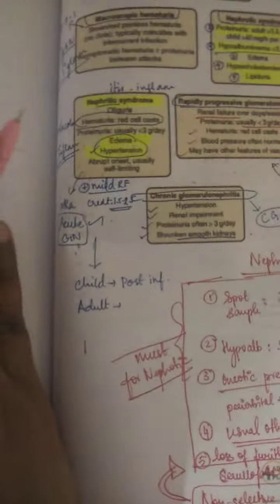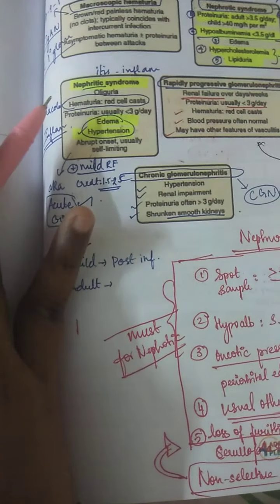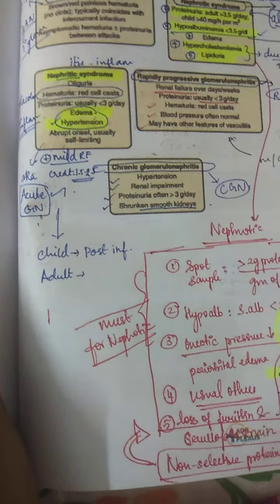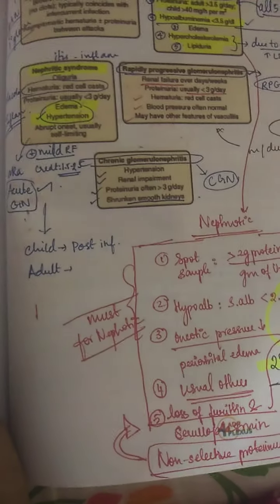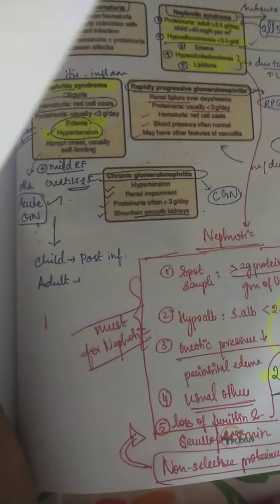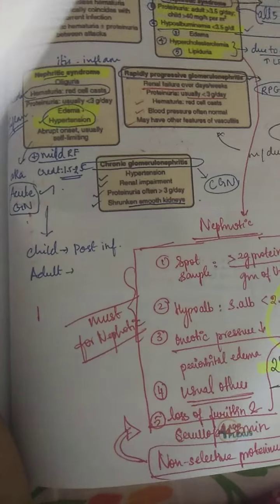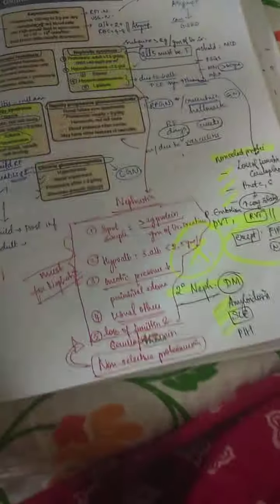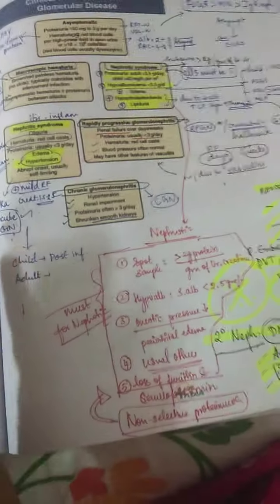And nephritic syndrome, you'll have hematuria, oliguria, proteinuria will be less than 3 gram, edema will be there, hypertension will be there. And chronic glomerulonephritis, you'll have hypertension, renal impairment, proteinuria, and shrunken smooth kidneys. So we have nephrotic and nephritic. Mainly we're going to focus only on that.